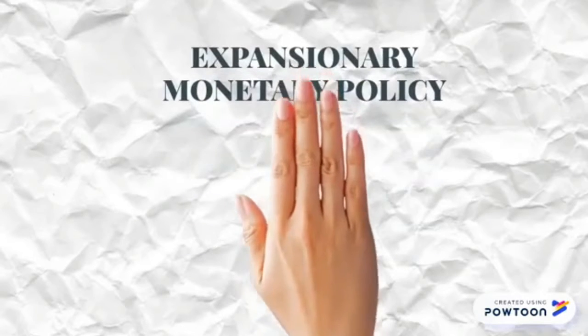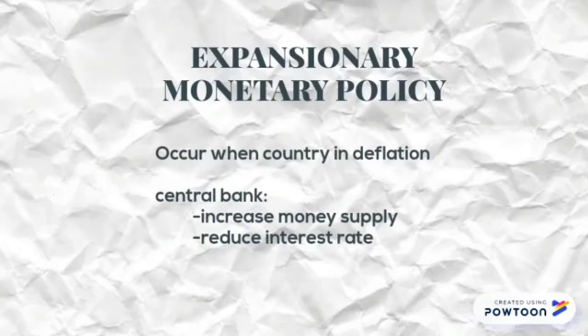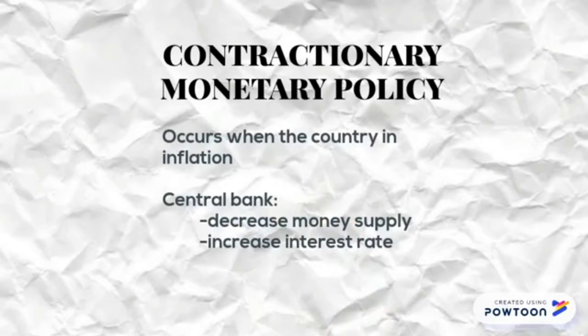The first one, expansionary, occurs when the country is in deflation. The central bank will increase the money supply and reduce the interest rate to attract investors to borrow money to overcome deflation. During recession, the central bank will buy securities and treasury bills, and lower the reserve requirement and discount rate to increase the people's funds.